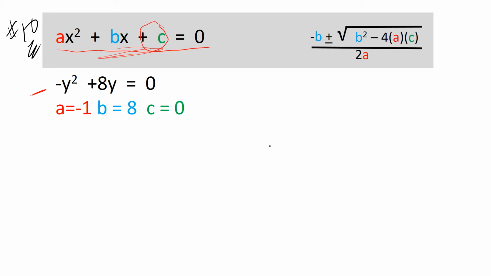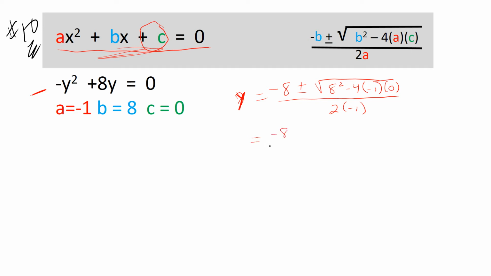So the formula starts with a negative b, right? In this case, b is 8. So it's negative 8 plus or minus the square root of b squared, which is 8 squared, minus 4 times a. In this case, a is negative 1, and c is 0, remember? And this is all over 2a, 2 times, and a was negative 1. All right, and this is what x is, or y is going to be in this case, because the variable is y.